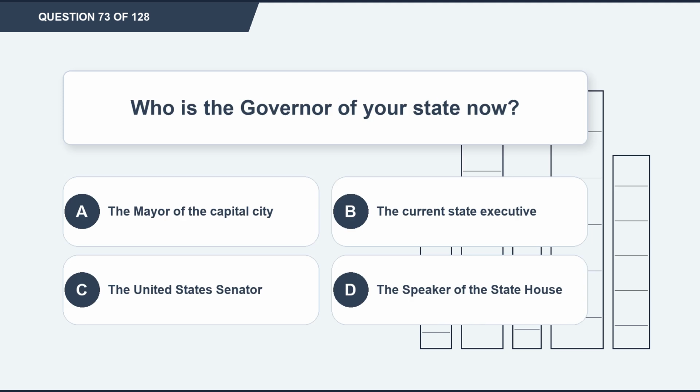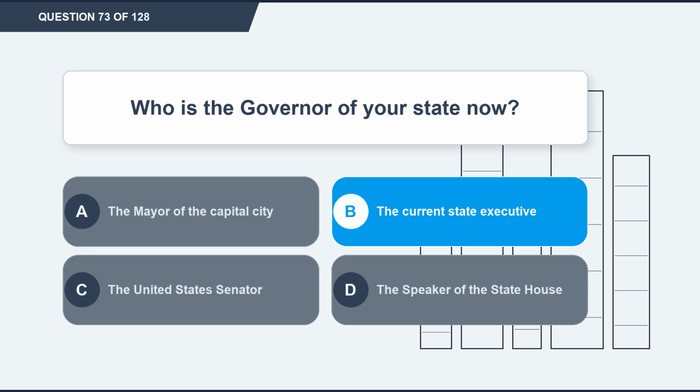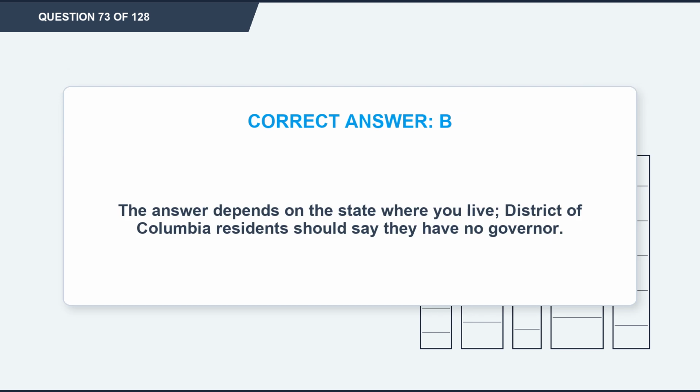Question 73. Who is the governor of your state now? Option A, the mayor of the capital city. Option B, the current state executive. Option C, the United States senator. Option D, the Speaker of the State House. The correct answer is option B, the current state executive. Explanation. The answer depends on the state where you live. District of Columbia residents should say they have no governor.